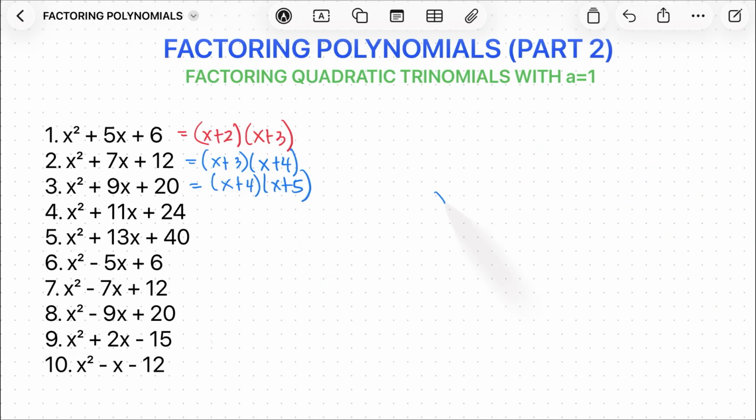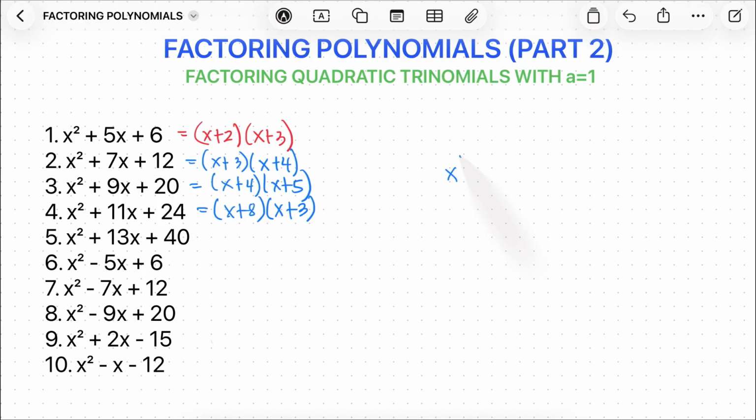Number 4, we have x squared plus 11x plus 24. So factors of 24 that, if we add, give positive 11. That will be positive 8 times positive 3. Okay, because 8 times 3 is 24 and 8 plus 3 is 11. Therefore, our factors would be x plus 8 times x plus 3.